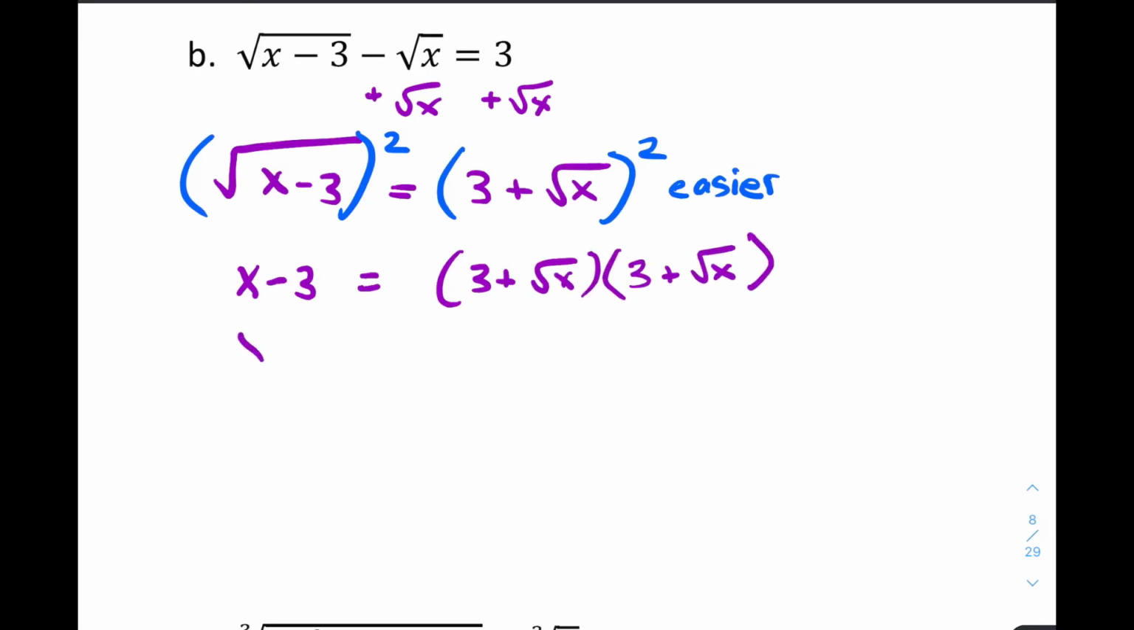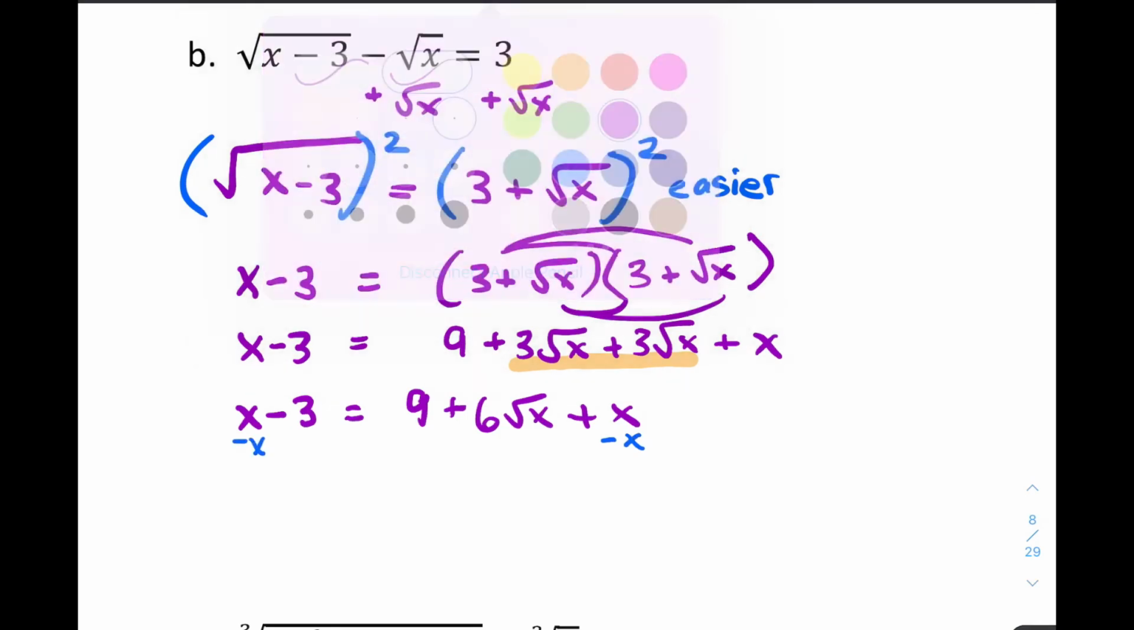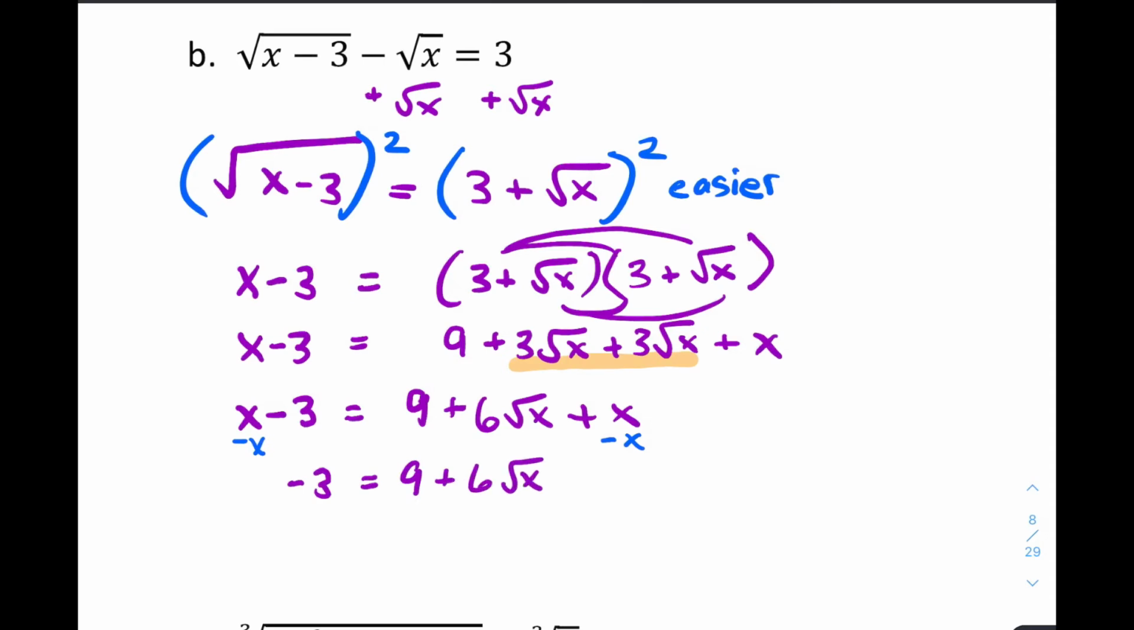So on the left, I just get x minus 3. On the right, if I multiply those together, I get 9 plus 3 square root x plus another 3 square root x plus square root of x times itself is just going to be x. Combine some like terms, so that'll give me 6 square roots of x. Let's go ahead and subtract x, which just gives me negative 3 equals 9 plus 6 square roots of x.